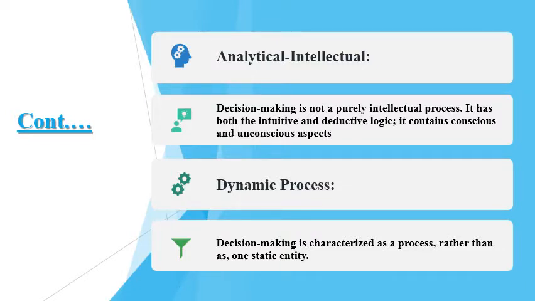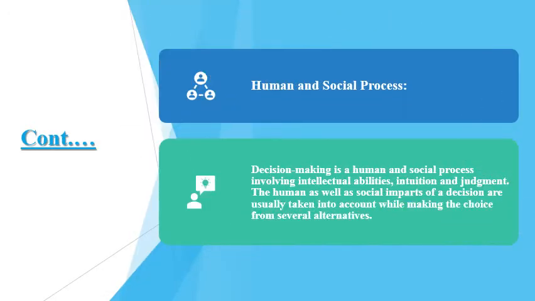Number 3. Analytical and intellectual. Decision making isn't a purely intellectual process. It has both intuitive and deductive logic. It contains conscious and unconscious aspects. Number 4. Dynamic process. Decision making is characterized as a process rather than as one static entity. Number 5. Human and social process. Decision making is a human and social process involving intellectual abilities, intuition, and judgment. The human as well as social impacts of a decision are usually taken into account while making the choice from several alternatives.